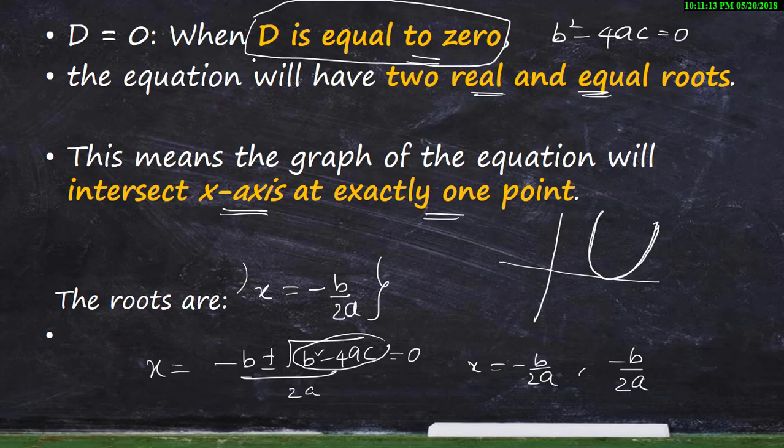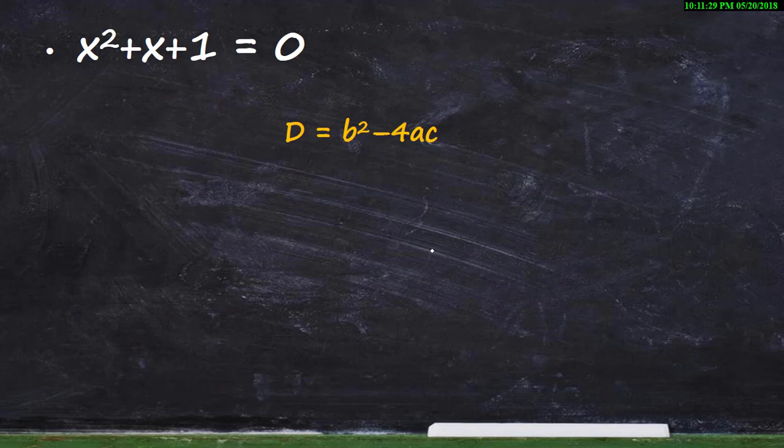So that's very important, two real and equal roots, right? And the graph of the equation will cut the x-axis at only one point, like this, one point. Now we'll just take an example and do it. x square plus x plus 1. We'll compare with the general format, ax square plus bx plus c, and here a is equal to 1, b is equal to 1, and c is equal to 1.